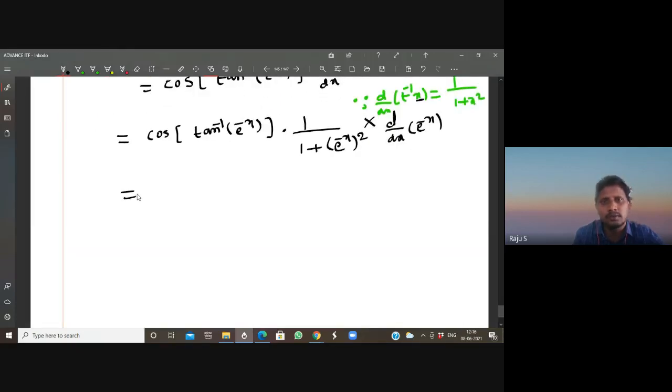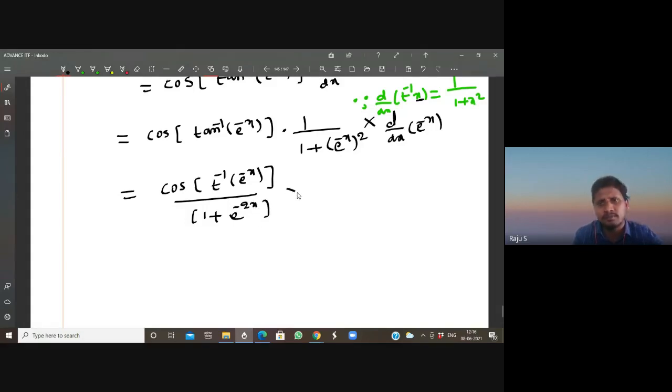Now, this is equal to cos of tan inverse of e to the power of minus x, whole divided by 1 plus (e to the power of minus x) whole square. Shall I write it like e power minus 2x? Now, what is e to the power of minus x? Actually, we can write it like this: e power minus x into again d by dx of minus x.